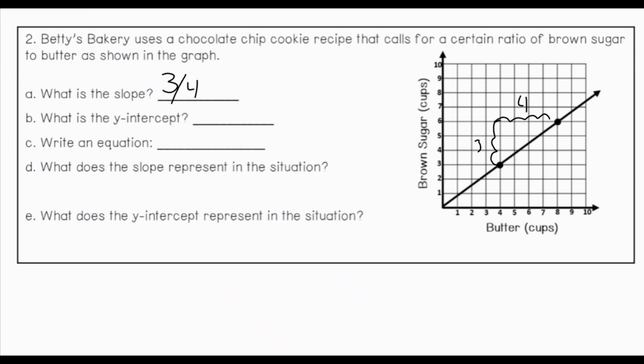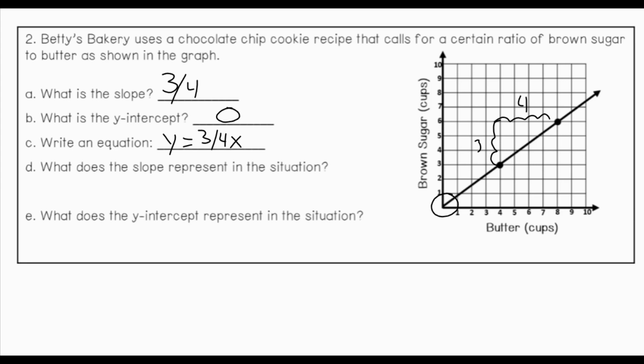What's the y-intercept? Y-intercepts of graphs are where the line crosses the y-axis. So that would be this point here at 0. Write an equation. So we write equations in slope-intercept form, which is y equals mx plus b. My y-intercept is 0, so I won't have a plus b. So I would just have y equals 3/4 x.